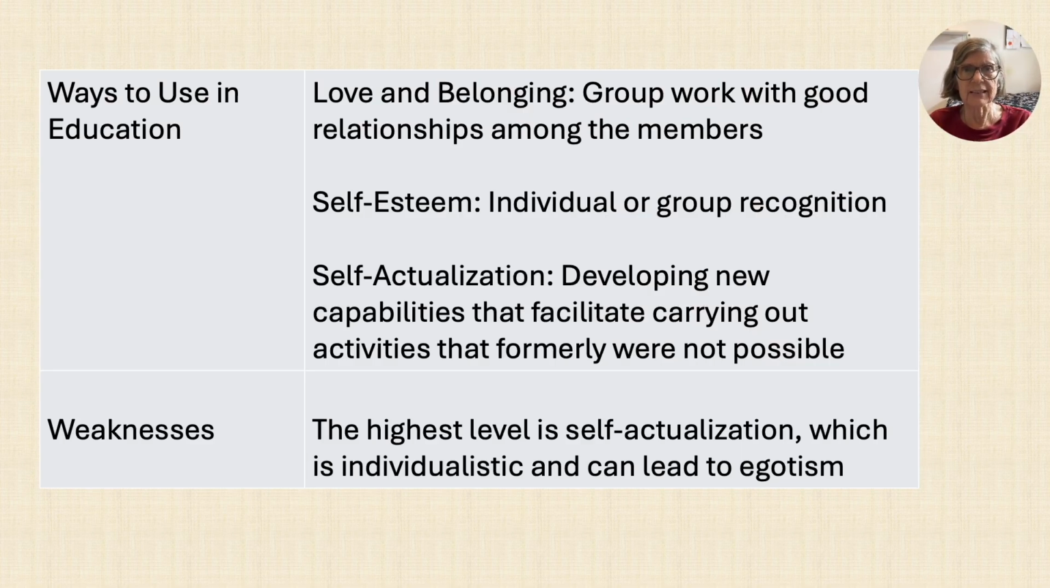How can we use this in education? Well, if we think about love and belonging, we can promote this by group work with good relationships among the members. If there are not good relationships among the members, then it will not be motivating. We can promote self-esteem by giving individual or group recognition. However, we have to be careful to find ways to do this that does not encourage competition. With regard to self-actualization, when the participants develop new capabilities that facilitate carrying out activities that formerly were not possible for them, they feel motivated.